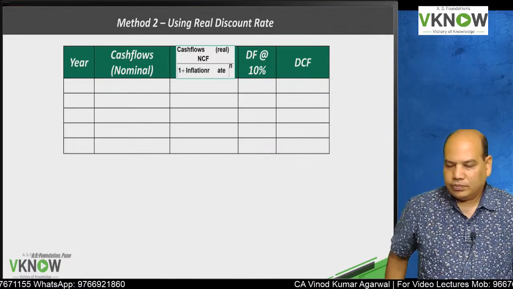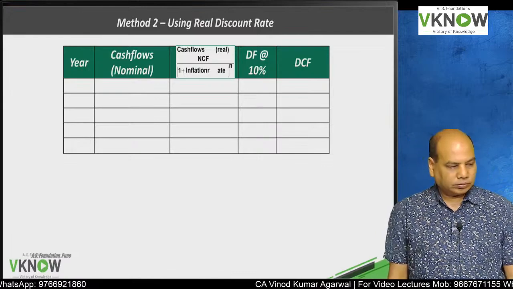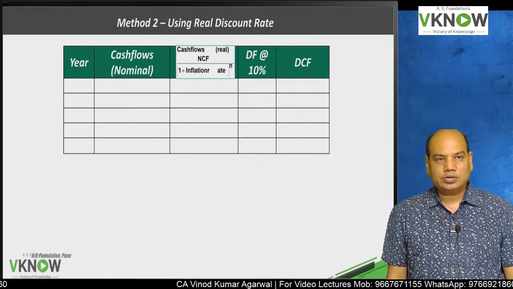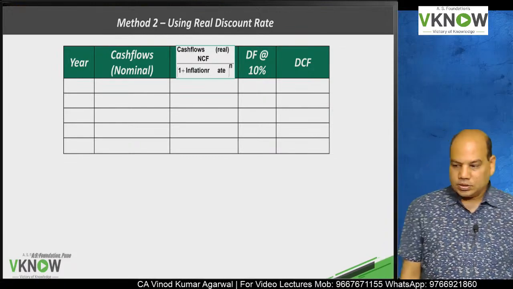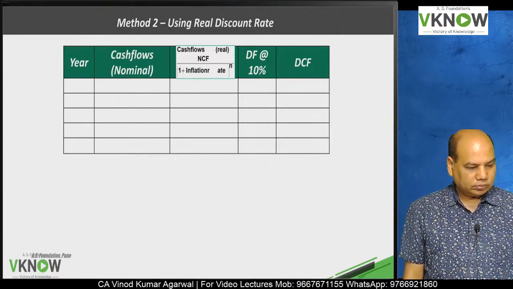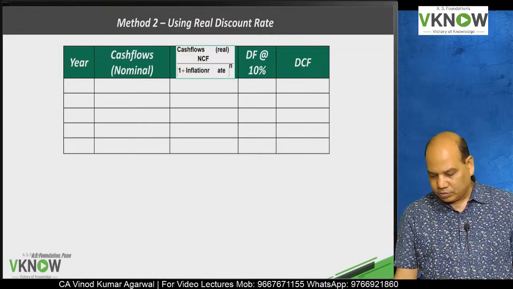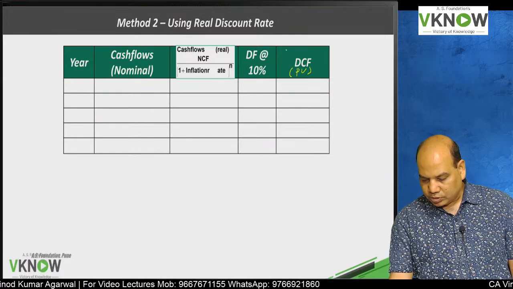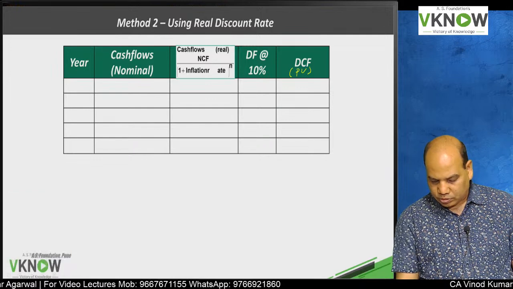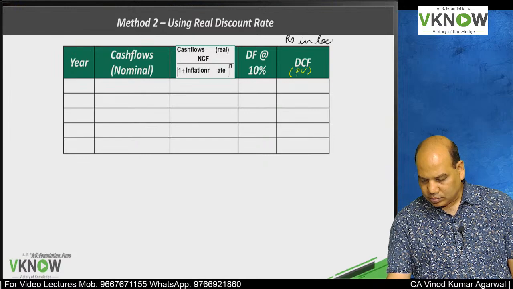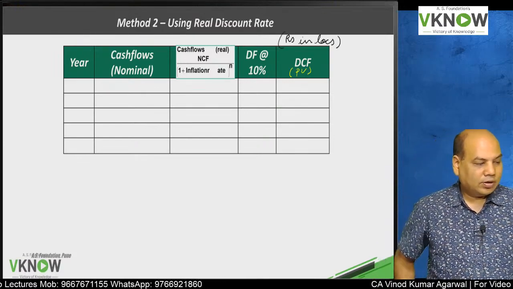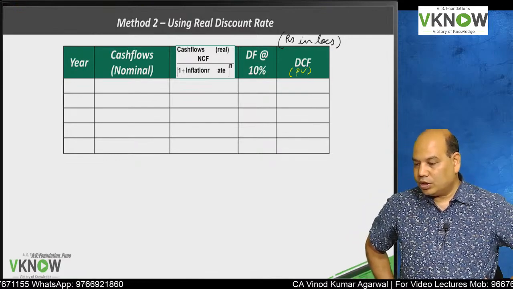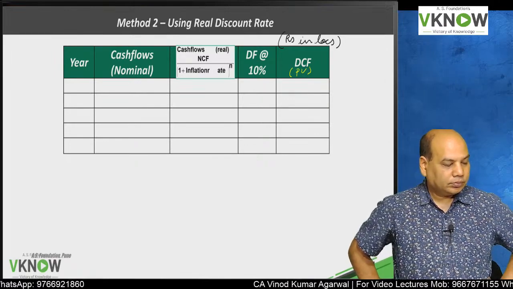and then write down below that the formula: nominal cash flow upon 1 plus inflation rate to the power n. Then discounting factor at 10%, because now if cash flow is real, my discount rate will also be real. And the last column, present value, and you can write in the top right hand corner rupees in lakhs. Write everything, don't miss anything which is relevant for solving and getting full marks. Year, cash flow nominal, cash flow real, then discounting factor, present value.